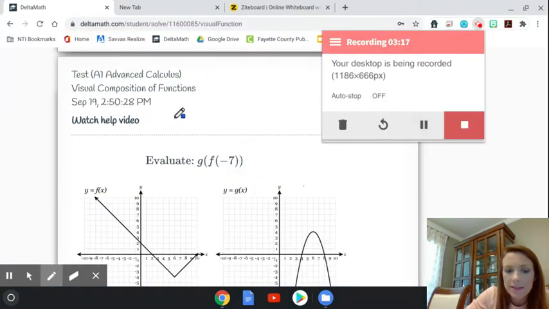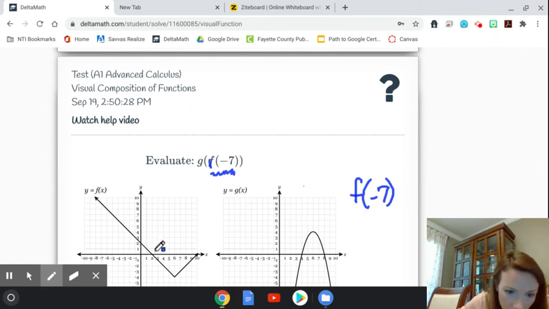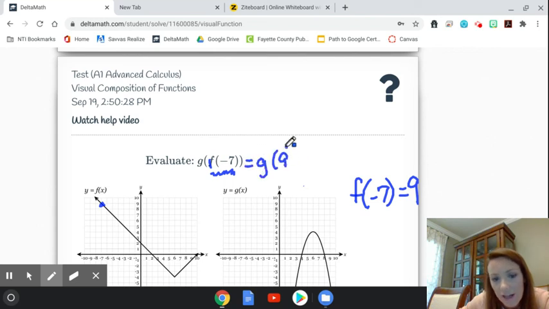This problem has me find g of f of negative 7. So first, before I worry about the g function, I'm going to find f of negative 7. I go on the f graph and look for where the input is negative 7. I go to the graph to find the output, and it looks like the y value right here is 9. So f of negative 7 is equal to 9. That means for the composition, I need to find g of 9.